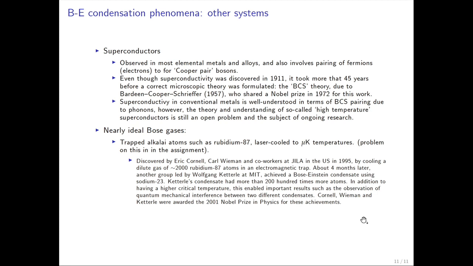Basically, this type of Bose-Einstein condensation, which is really truly Bose-Einstein condensation, was discovered by Cornell, Wieman, and their co-workers at, I think, a joint institute in Boulder, Colorado. It's called JILA, and they discovered this in 1995 by cooling a gas of about 2,000 rubidium-87 atoms in an electromagnetic trap. About 4 months later, another group led by Wolfgang Ketterle at MIT also achieved a Bose-Einstein condensate using sodium-23. Ketterle's condensate had something like 200 times more atoms than the 2,000 of Wieman's group.